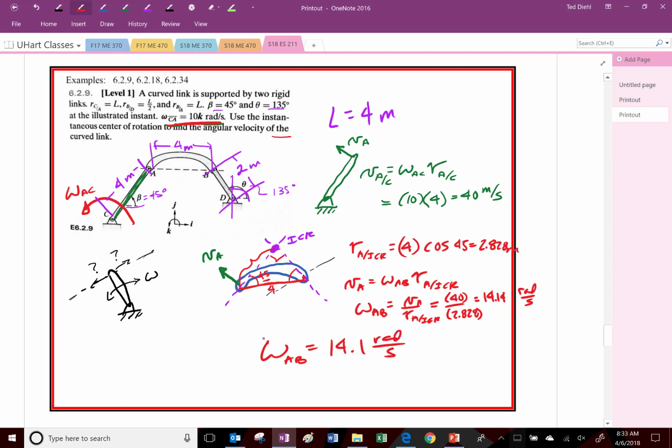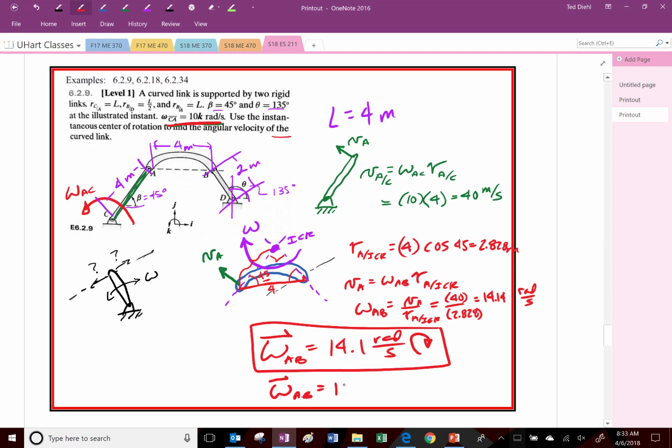And if they were going to ask for a vector, they weren't clear, so let's just assume it was a vector. We could either write this as, oh, by the way, I didn't write in the direction. Once we find that ICR, that helps us figure out what direction that's going to be. So that's the omega. If we're going to do the answer completely, we need a direction in there.